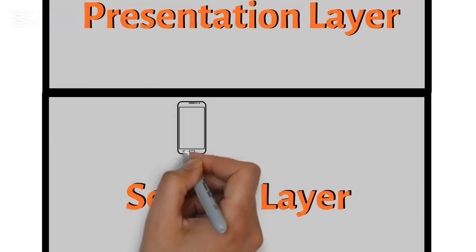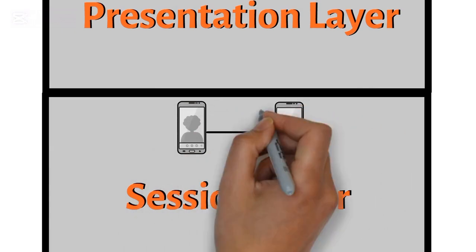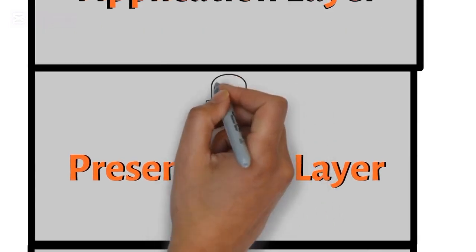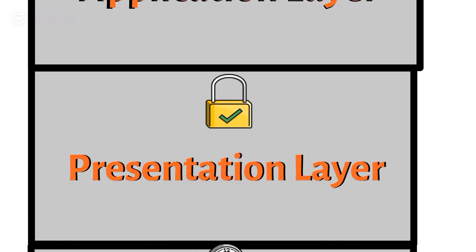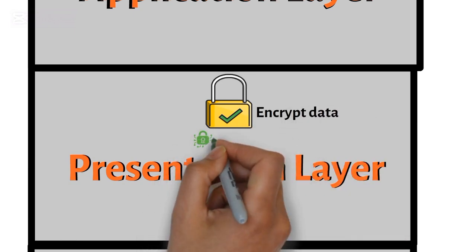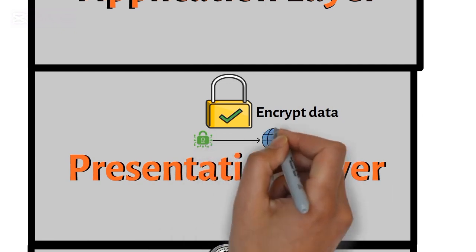The session layer creates and manages the session between source and destination until each packet or segment of the data is accurately transferred from source to destination. The presentation layer encrypts the data, meaning that it converts the data into a form that is not readable even by a hacker if they hack the data between the source and the destination.